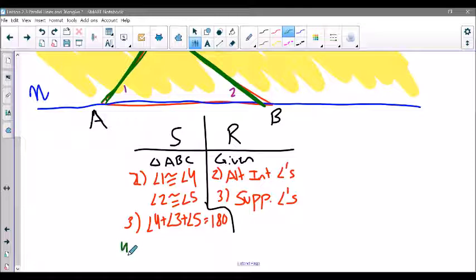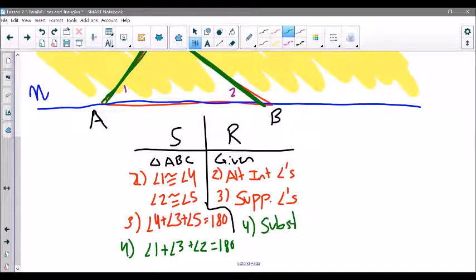Now what I can do is swap out angle 1 with 4. So step 4: angle 1 is congruent to angle 4, so I get angle 1 plus angle 3, which is not going anywhere, and then 5 is congruent to 2, so plus angle 2. That also equals 180 degrees. Step 4 was just 2 substitutions, and there we have it.